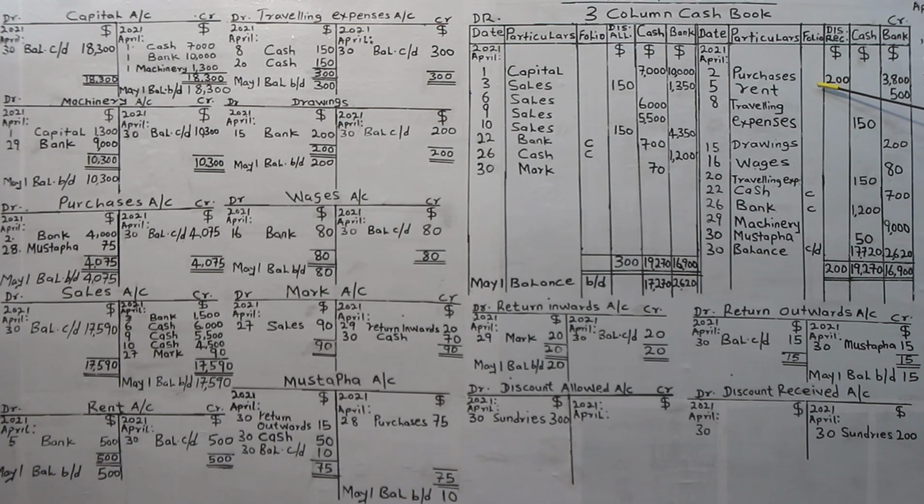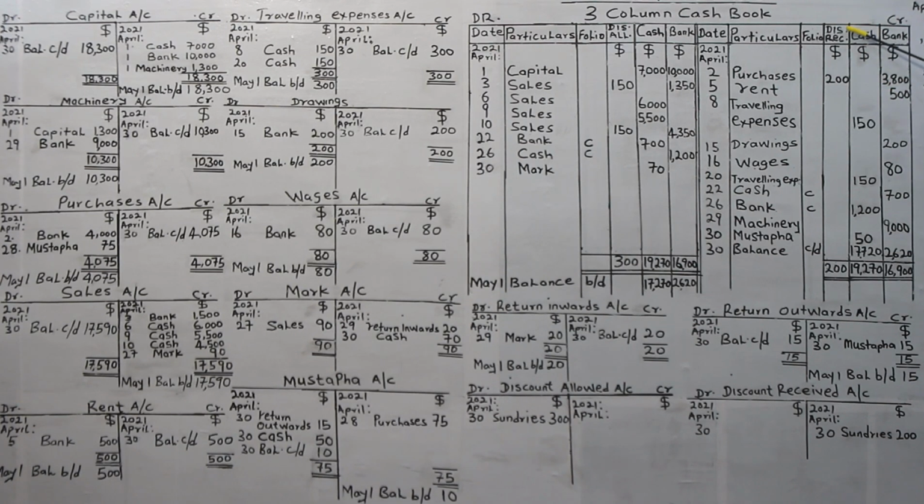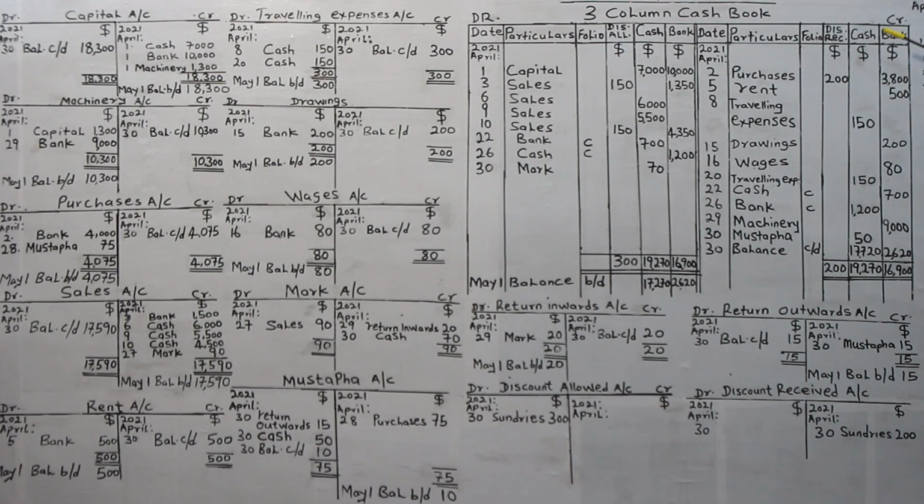The implication of this is that the purchases account has been debited with $4,000 in respect of purchases on April 2nd, 2021, while the corresponding credit entry, which is the 3 column cash book, has only been credited with 3,800, a violation of the double entry principle. So in order to complete the shortage on the credit side of the 3 columns cash book, these $200 will be taken to the credit side of the discount received account.